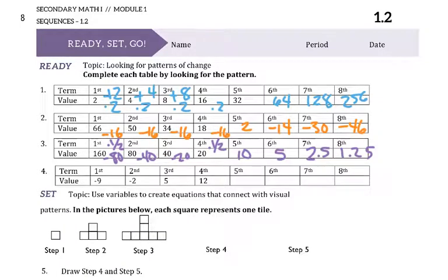Okay, number 4, negative 9 to negative 2 to 5 to 12. So if I add 7, looks like, so that would be 19, then 26, plus 7 would be 33, and then 40. Okay, so just spotting those patterns and then utilizing them. That's all we were really doing right there.